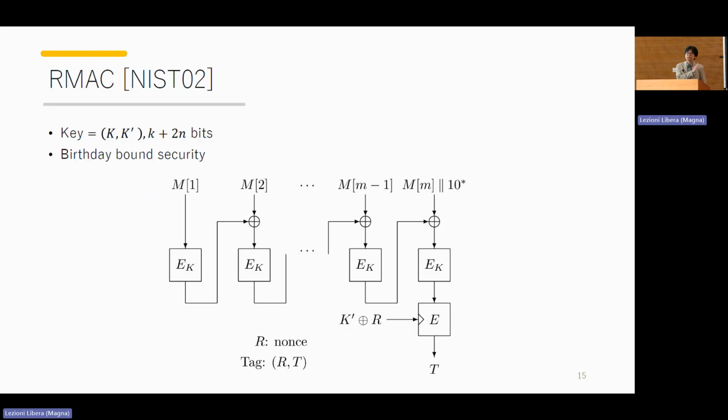And there is another proposal by NIST. NIST actually intended to specify ALMAC as the standard. But they tweaked the scheme a little bit, and they allow to use a nonce instead of a random string. And so ALMAC has beyond the birthday bound security, but with the nonce, it drops to the birthday bound.